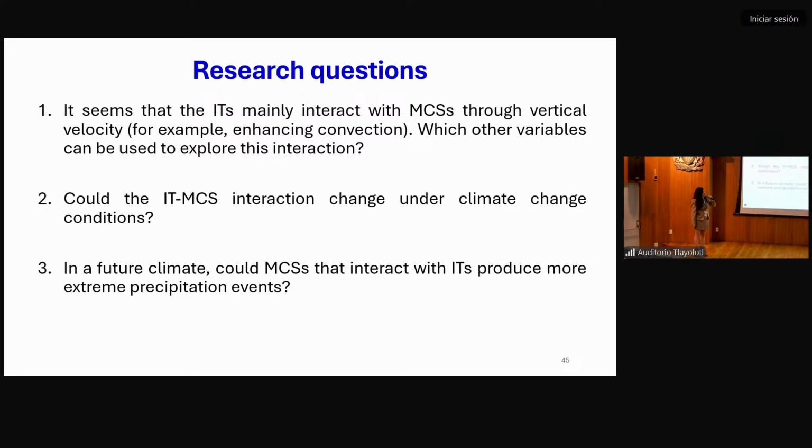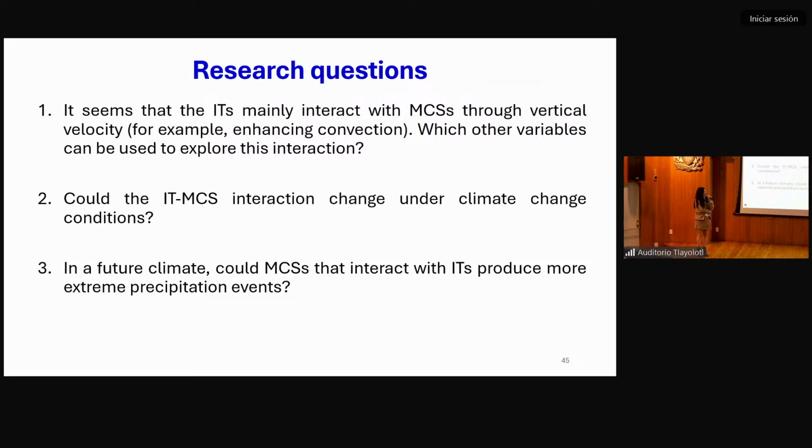So, research questions. It seems that the inverted troughs mainly interact with mesoscale convective systems through vertical velocity, for example enhancing convection. Which other variables can be used to explore this interaction? It could be, I don't know, static energy, perhaps. It's just an idea to explore.